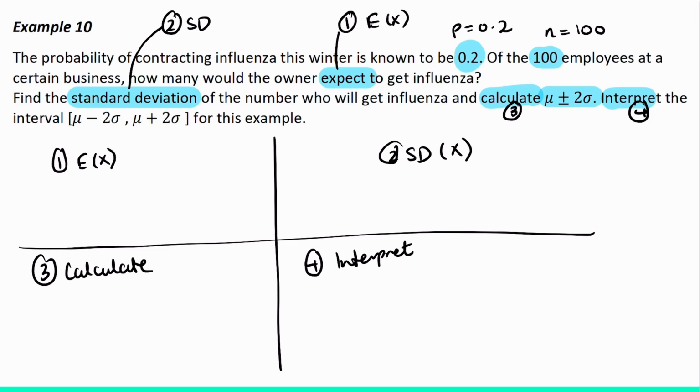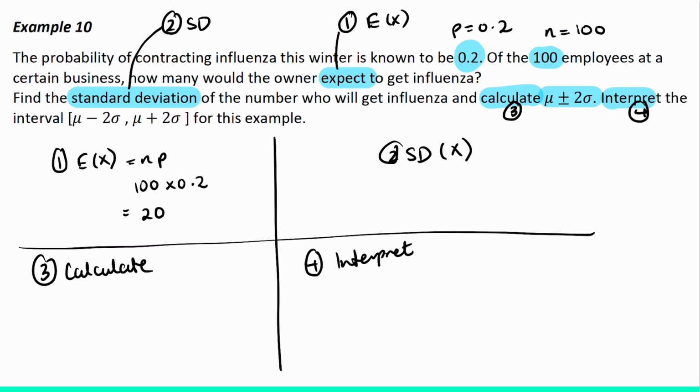So first of all, we're finding the expected value, which I know is n times p. The number of trials is 100 and the probability of success is 0.2. So 100 times 0.2 is going to be 20. So I will expect 20 of them to get influenza.